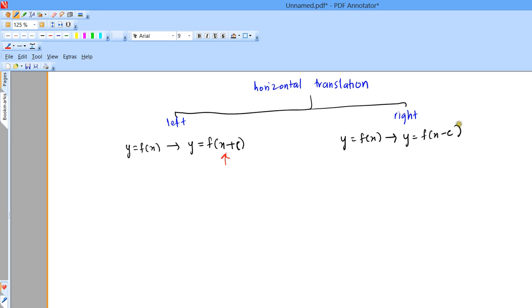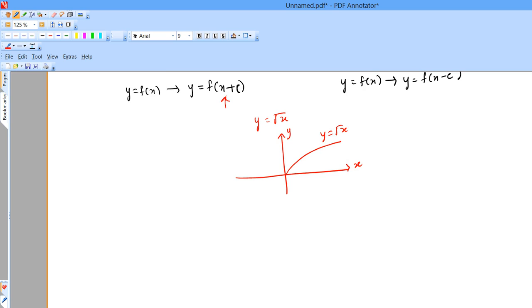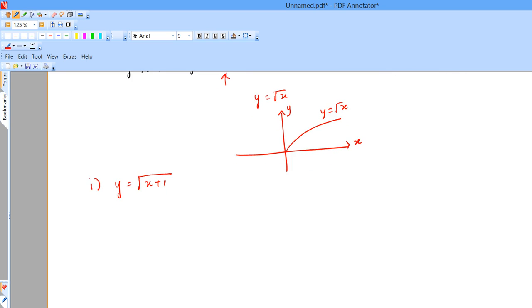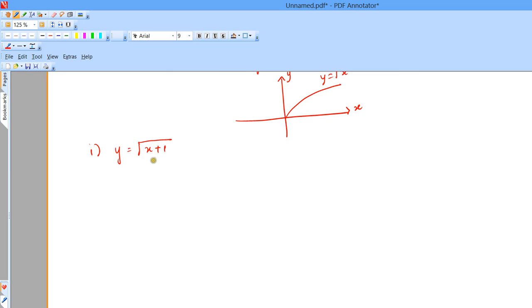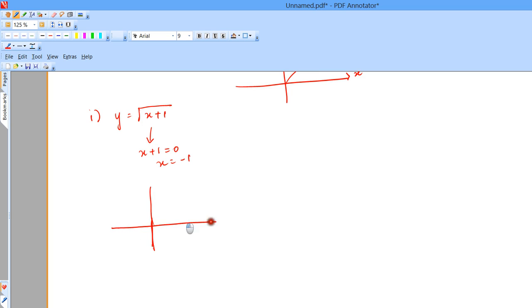Okay, for example, we have the graph y equal to square root x. This is the graph of y equal to square root x, and then the x and y axes. What happened to this graph? If we have the new function y equal to square root of x plus 1, based on this radical we have x plus 1. So x plus 1 equal to 0, x equals negative 1. So for the new graph, we start at x equal to negative 1 here. Y equal to square root of x plus 1, and then we have the x and y axes.